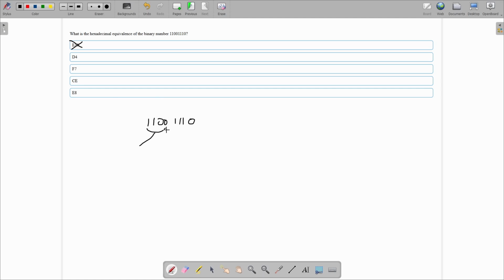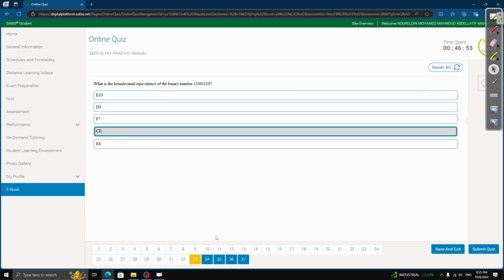This basically is 1, 2, 4, 8. 8 plus 4, that's 12, and 12 is C. For this one, the 8th bit, the 4th bit, and the 2nd bit are activated, so 8 plus 4 plus 2 is equal to 14, which is equal to E. Which gives you this. CE is the number we're looking for.